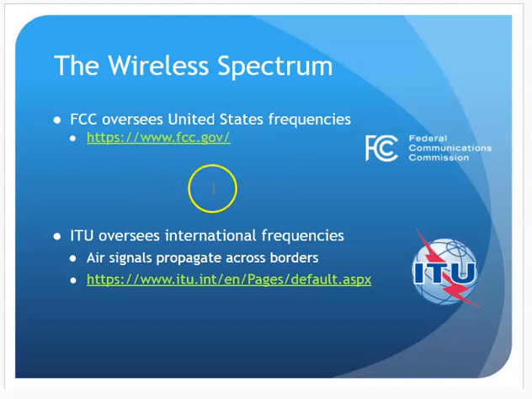So in the United States, the FCC oversees that. Anything that's crossing country borders is usually being overseen by the ITU, the International Telecommunications Union, which interestingly enough is a subgroup of the United Nations, the UN, because we do need to coordinate between different countries.